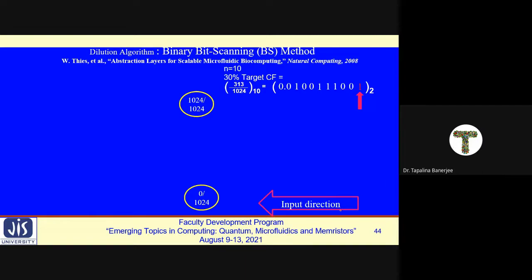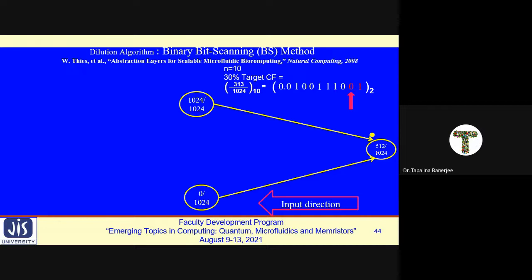This is our input direction and the scan bit is going to start from right to left. It is 1. Since this is the first one, we have to take 1 droplet of sample as well as 1 droplet of buffer. So the resultant is this one. Simply 1024 plus 0 by 2, this is 512. And the denominator becomes the same.